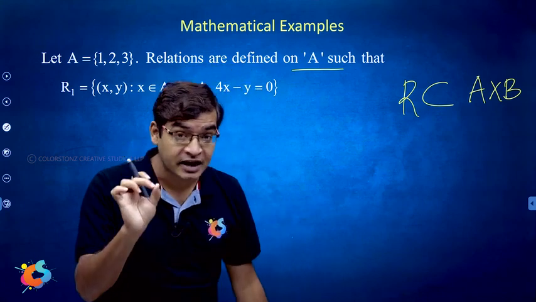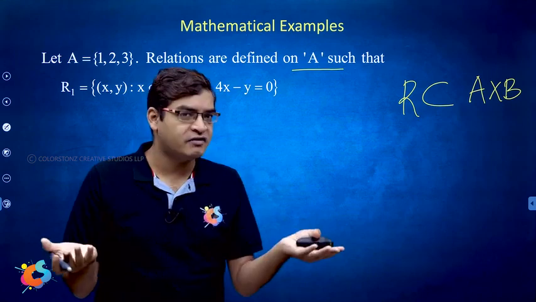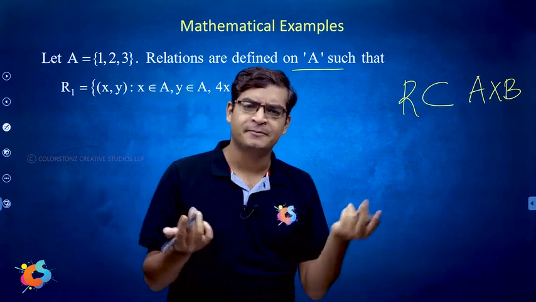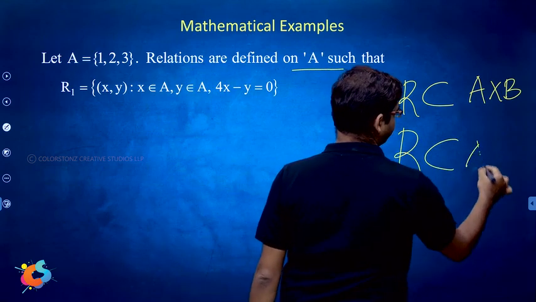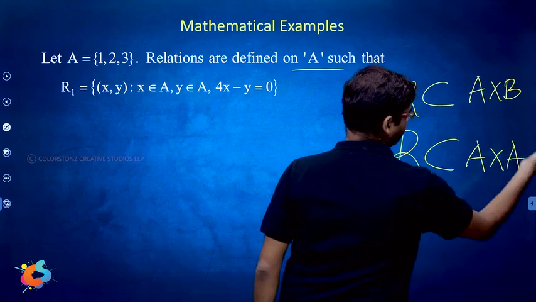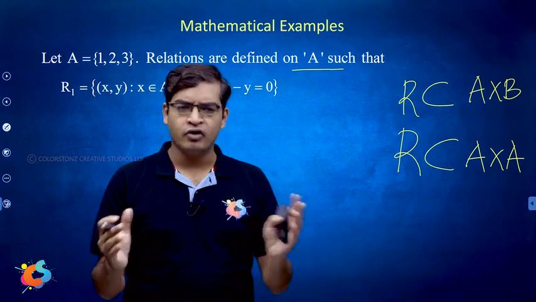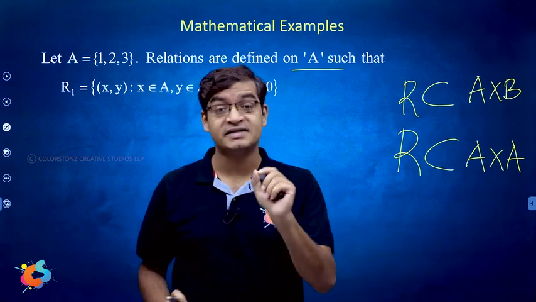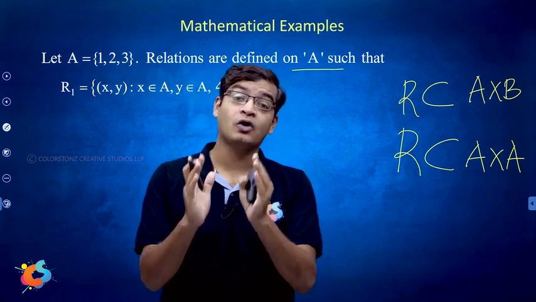If you are defining relation on A, there is only one single set that is given. So therefore, you have no other go. The second set also should be the same set. So therefore, in that case, relation will be a subset of A cross A. That's all, right? You are given one single set. So therefore, you are using the same set on both the sides. So our relation will be a subset of A cross A if you are defining the relation on A.